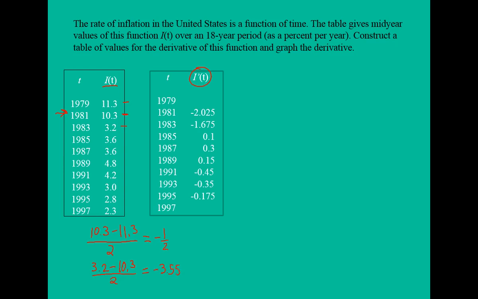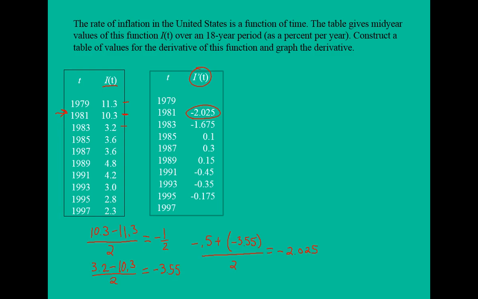Now we're going to take those two values, the slopes of the secant lines, and average them. So we would have -3.55 divided by 2, and that gives us -2.025. And that's where this value for the slope of the tangent line came from.